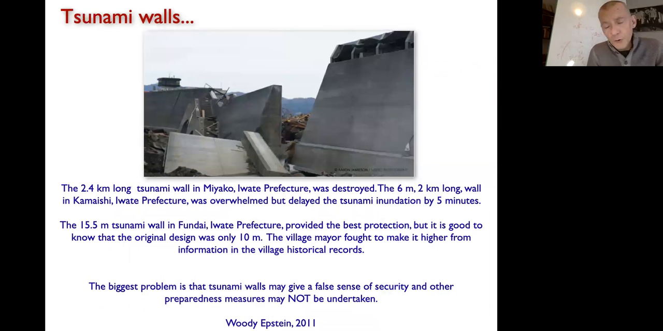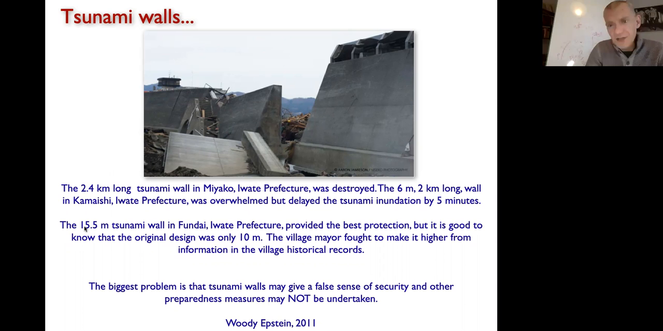But then what occurred in reality is that most of the seawalls, even impressive ones like this 2.4 kilometer long tsunami wall in Miyako, which was 6 meters high for 2 kilometers, can you imagine, I cannot imagine, were totally destroyed. There was another tsunami wall, Fudai, sorry, it's Fudai, near Miyako, but it was much larger, much higher, and it resisted, and it saved that village.